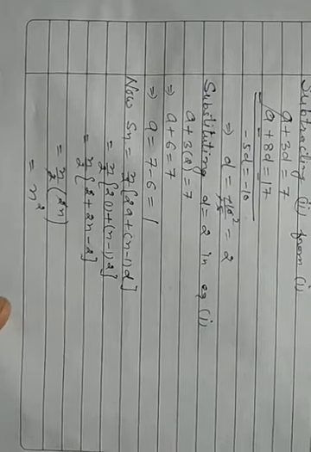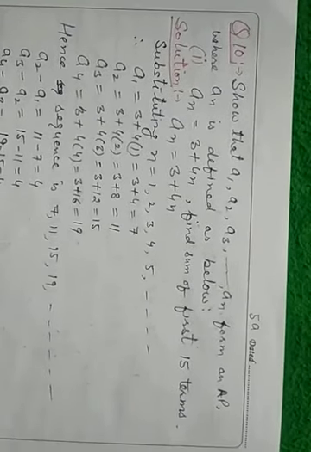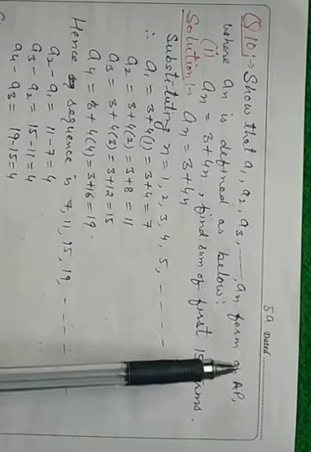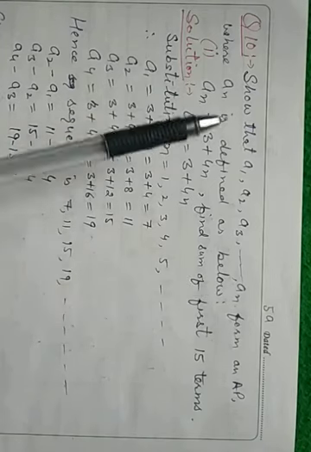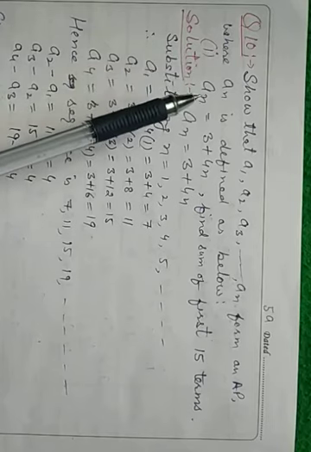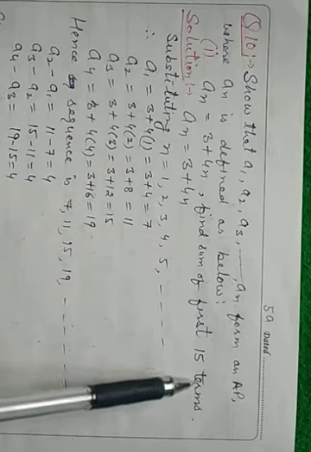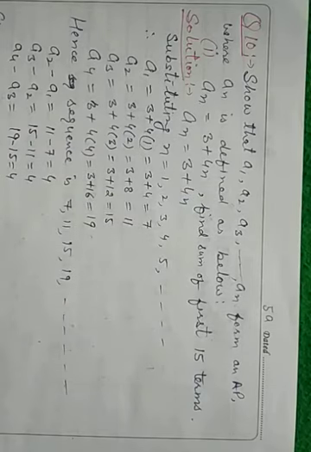Question number 9 was this. Question number 10: show that A1, A2, A3, A4, up to AN form an AP, where AN is defined as below. It is the first part of question number 10. AN is given to you as 3 plus 4n. Find the sum of the first 15 terms. इस AP के आपने first 15 terms का sum find out करना है.